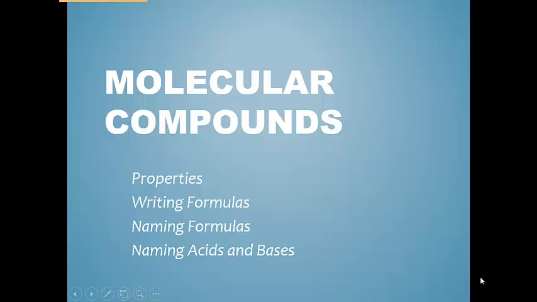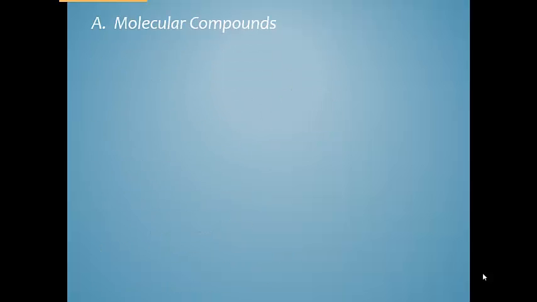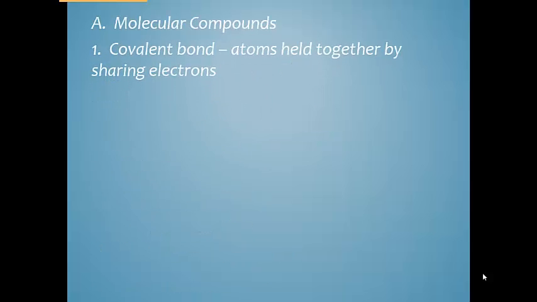We are finishing this first half of chemistry with molecular compounds, and these are going to be compounds that have covalent bonds. We're also going to learn how to write their formulas, how to name them, and at the very end we're going to learn how to write formulas and write the names for acids and for bases. So if we get started with molecular compounds, just some general information about them.